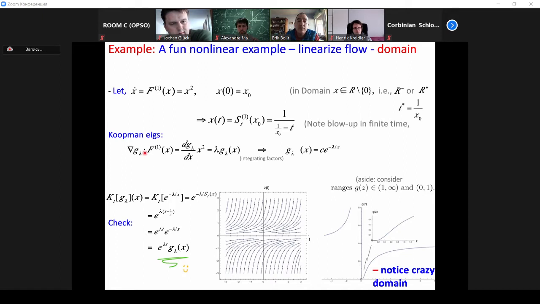The Koopman eigenfunction PDE is an ODE because it's 1D. So grad g dot f equals lambda g, where f is x squared. So it turns into dg/dx times x squared equals lambda g. So you can solve this guy by integrating factors because it's in 1D. And you end up getting g equals e to the minus lambda over x.